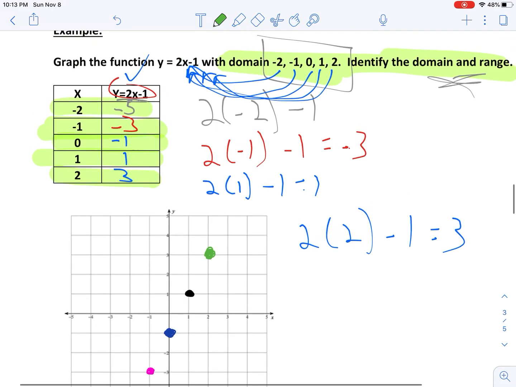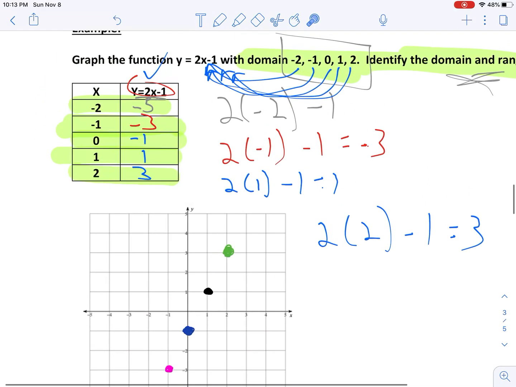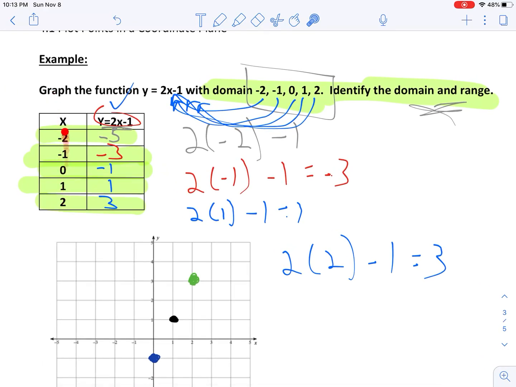Okay, so finding the table values was probably the hardest part. Plotting your points. Okay, and identify the domain and range. So obviously then if this is the domain, your y values are always your range.